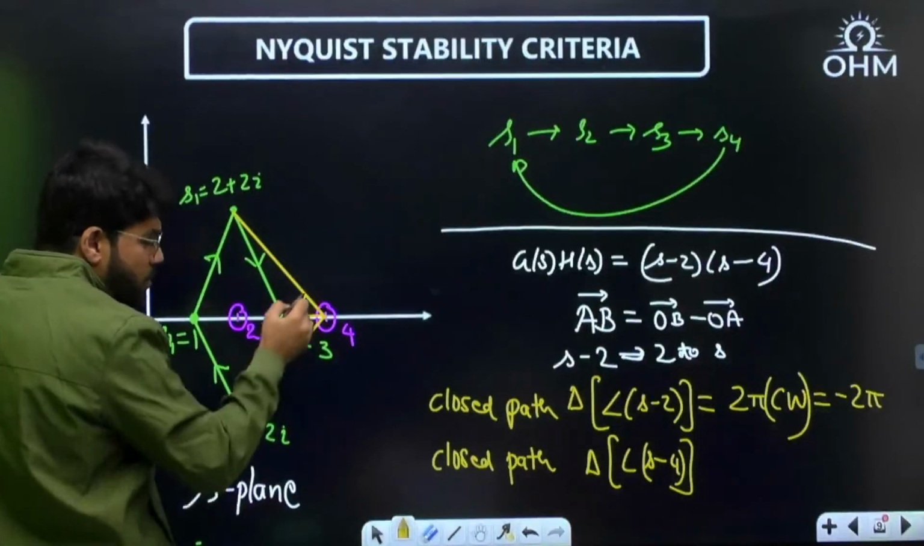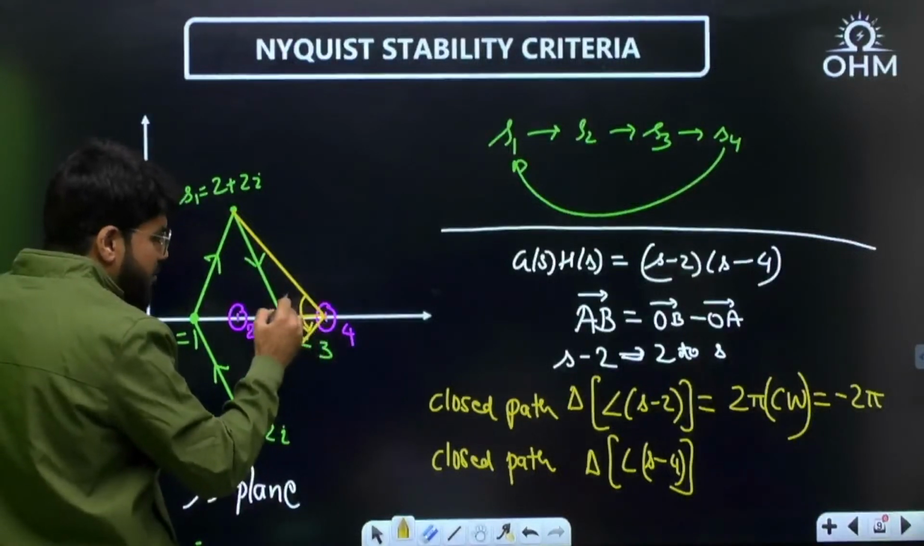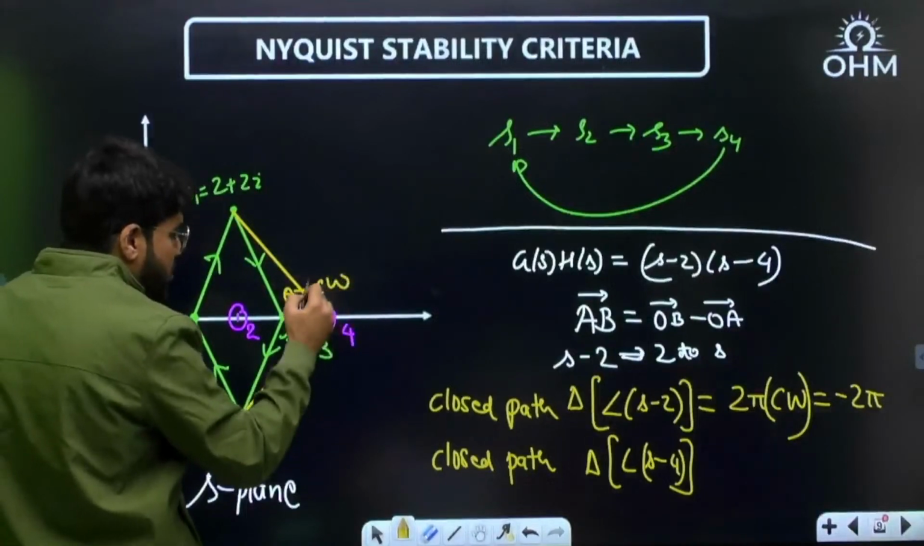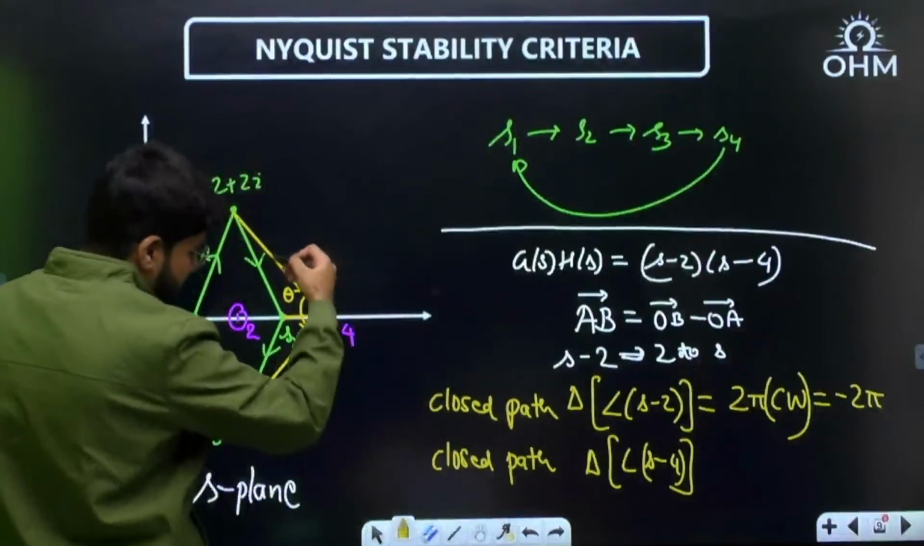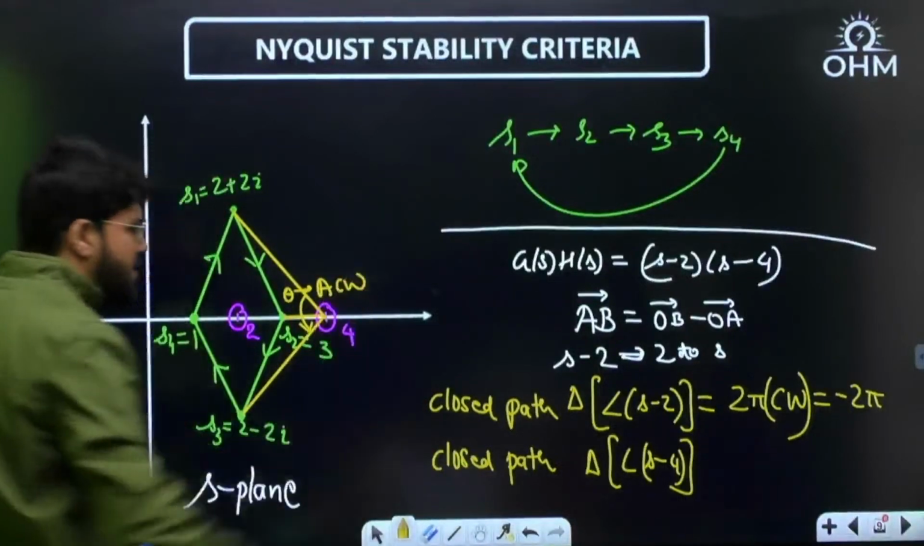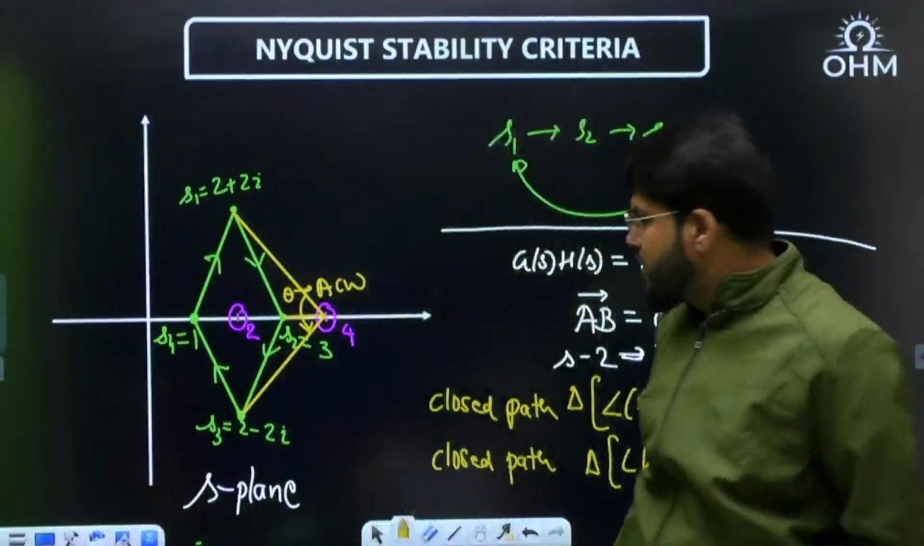Some angle has been rotated. What is this direction? Very carefully you see. There is some angle rotated in what direction? In the clockwise direction. Okay, sorry, in the anti-clockwise direction. This is anti-clockwise, opposite of clock. Some angle theta has been rotated in the anti-clockwise direction. Clear?